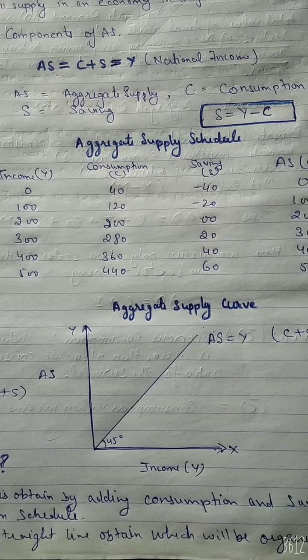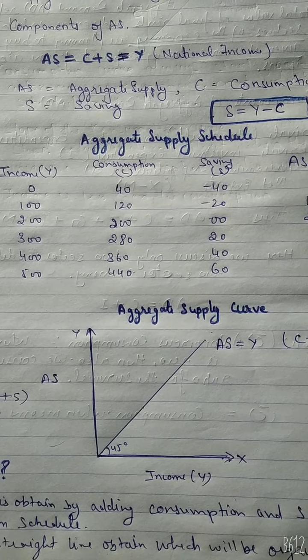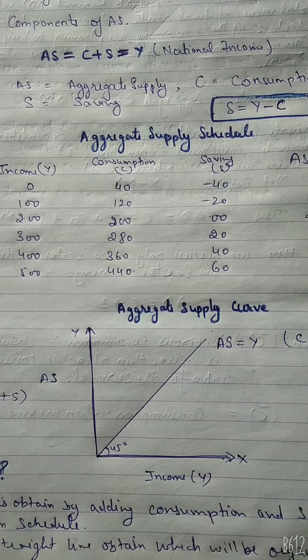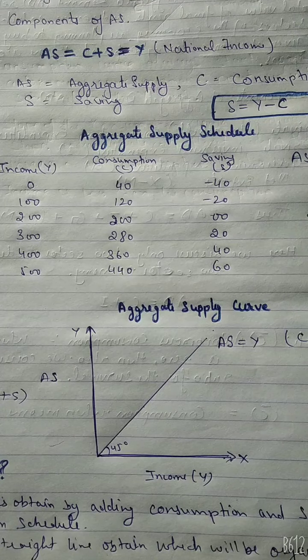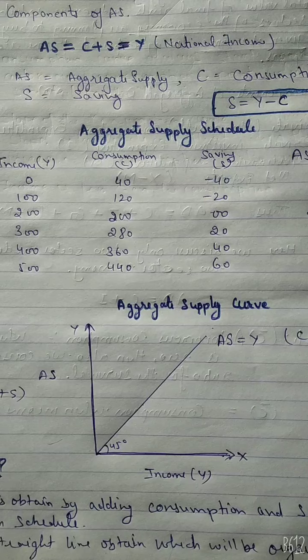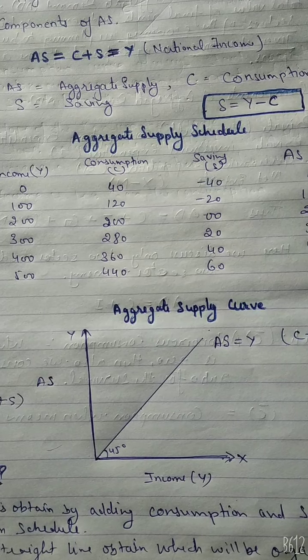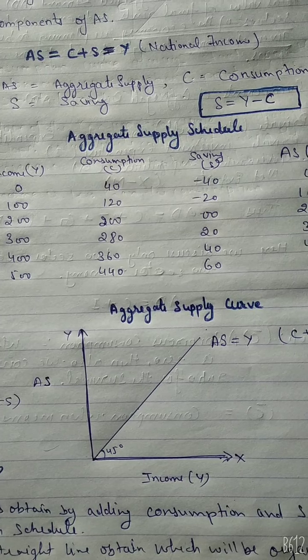Now let us see aggregate supply with the help of a curve. Aggregate supply or national income is shown on the x-axis and total spending, that is consumption plus saving, on the y-axis. Aggregate supply is shown by a 45-degree line from the point of origin.